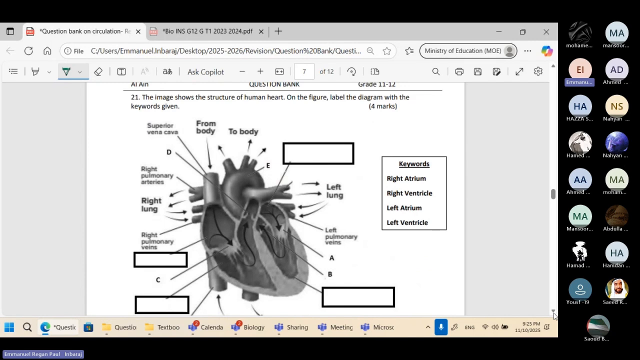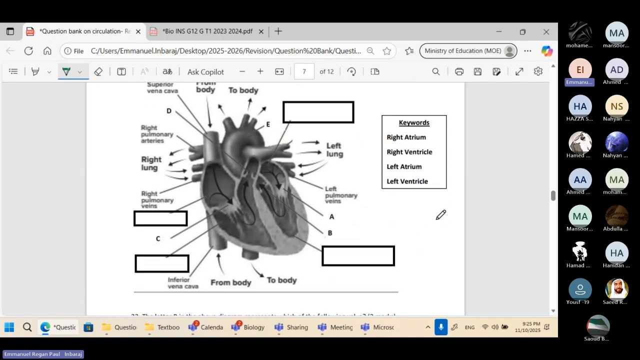Okay, now let's quickly look at this. What is this? This is a chamber. Can you fill this up? This is the left atrium. Left atrium. What about this? Left ventricle. Okay. What is this? Right atrium. Good. What is this? Right ventricle.